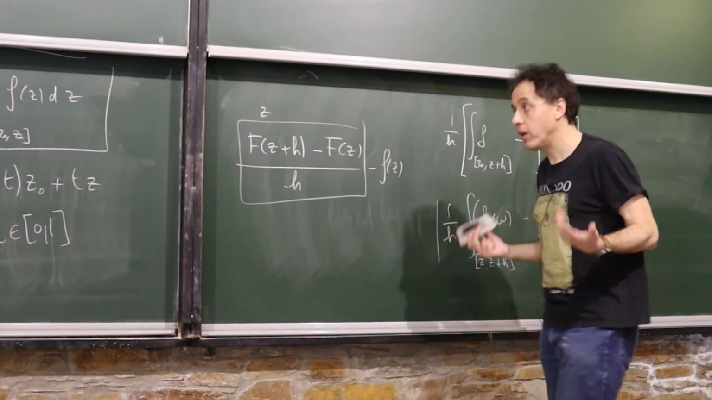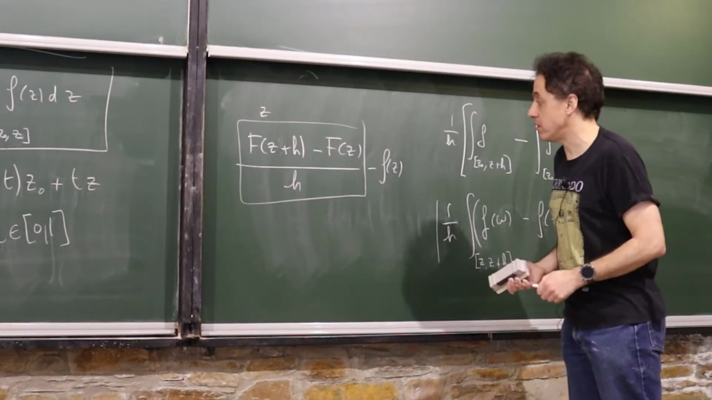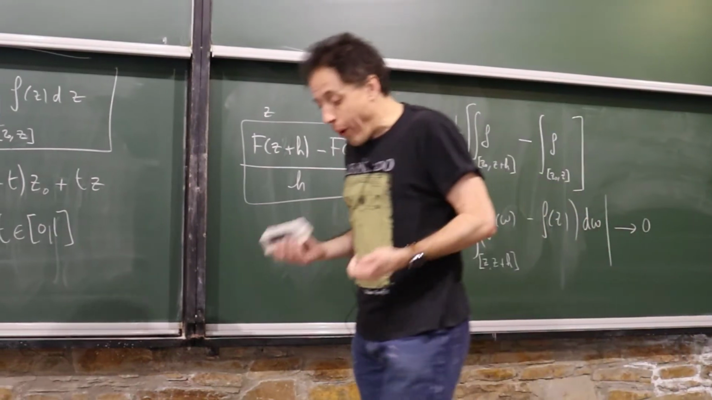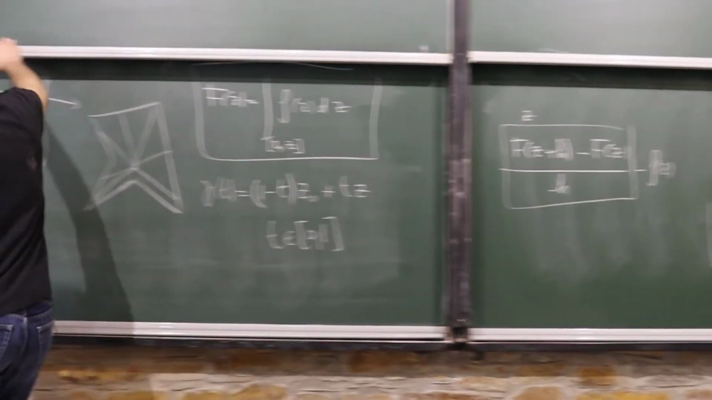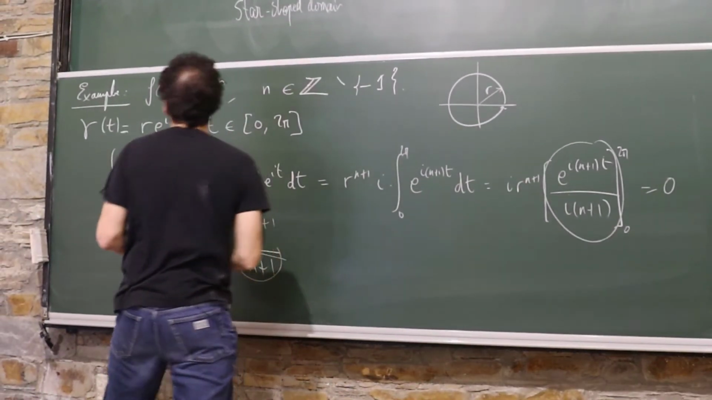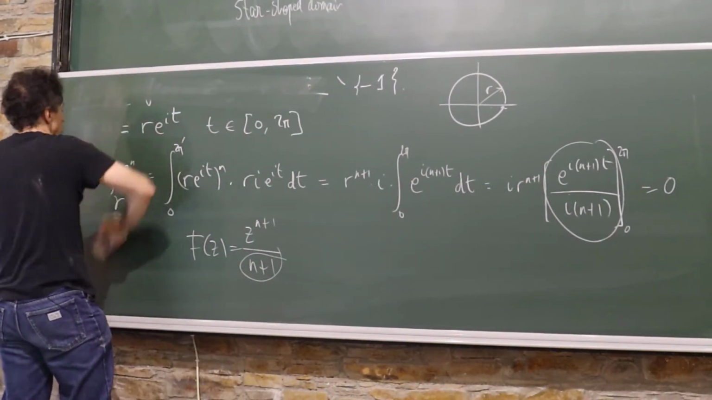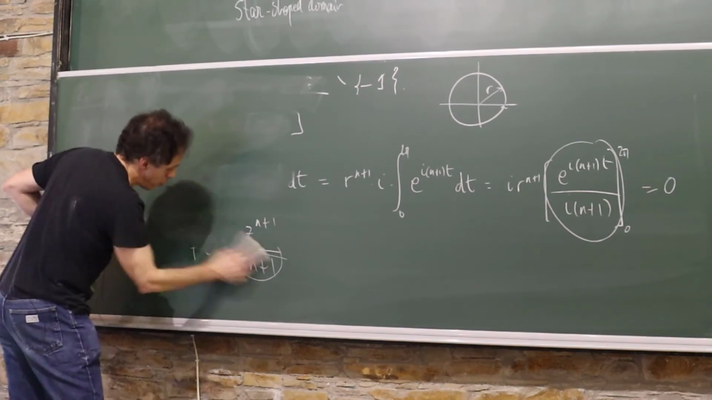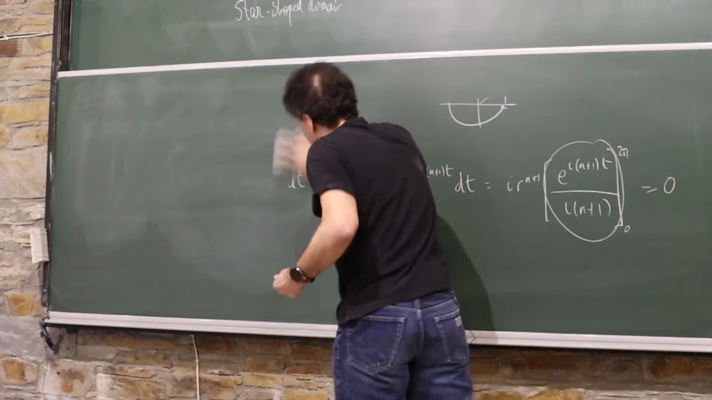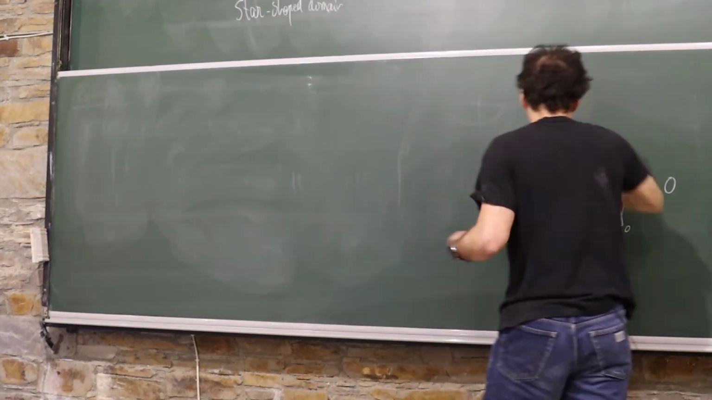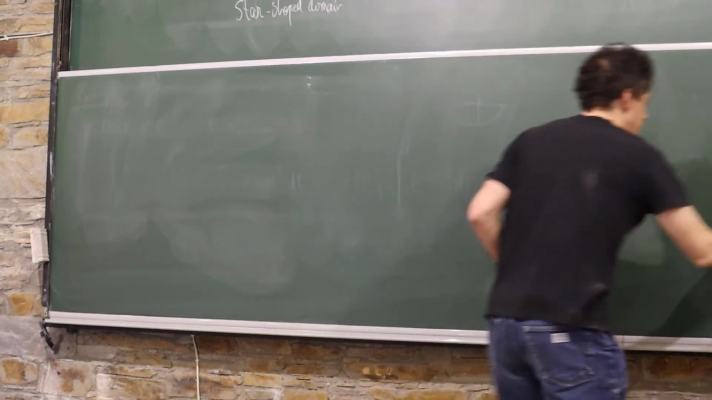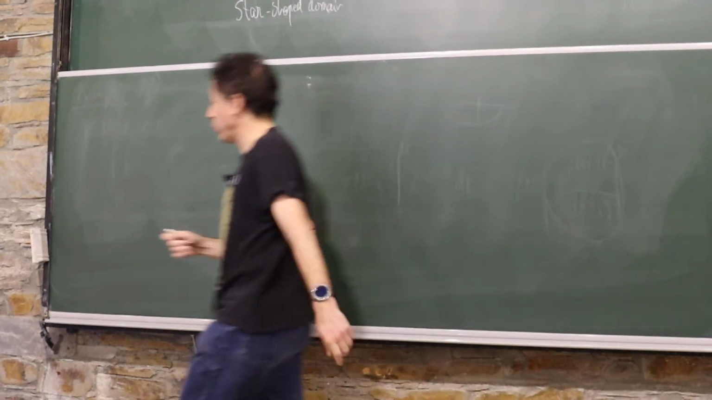If it's not 0, it's not possible to find that. So when do these integrals take the value 0 along any triangle? We arrive at one of the first interesting theorems, which is sometimes called the Goursat theorem.